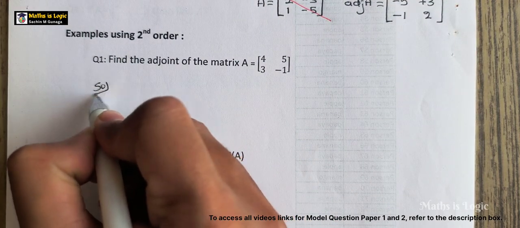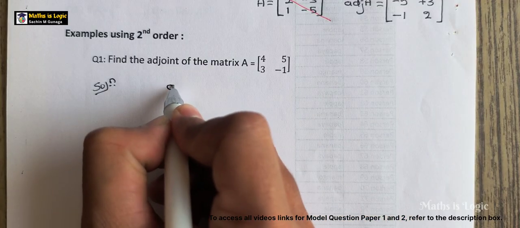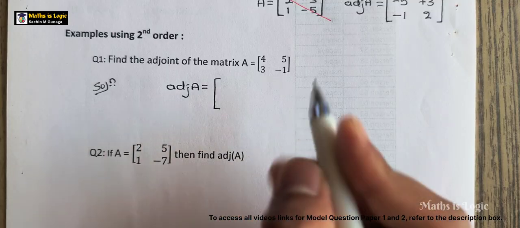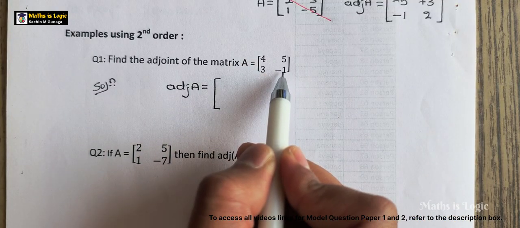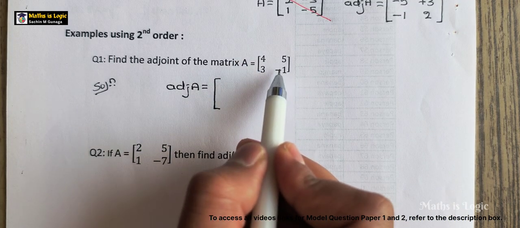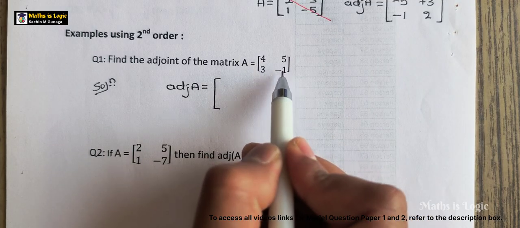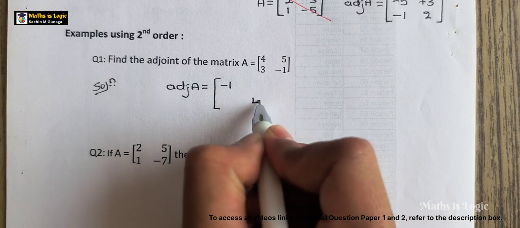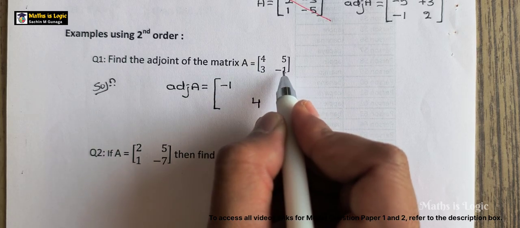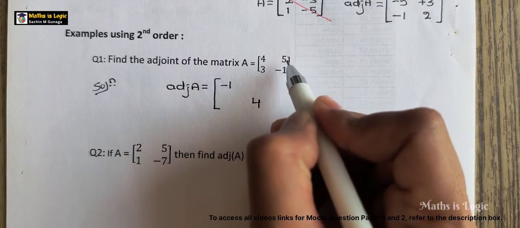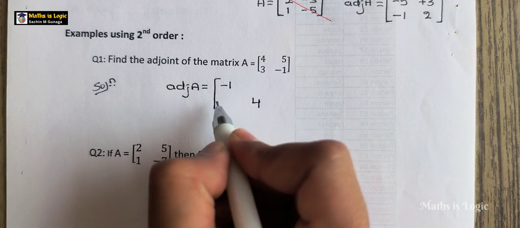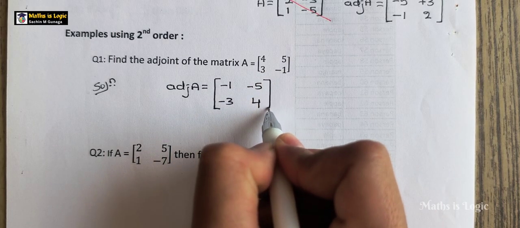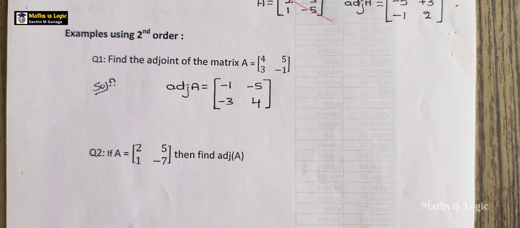So in the solution, adjoint of A is equal to: 4 and -1 are the principal diagonal elements. So interchange the principal diagonal elements. In place of 4 write -1, in place of -1 write 4. After interchanging the principal diagonal elements, for the remaining elements only change the sign. +3 becomes -3, +5 becomes -5. So this matrix we are going to call the adjoint of the matrix.